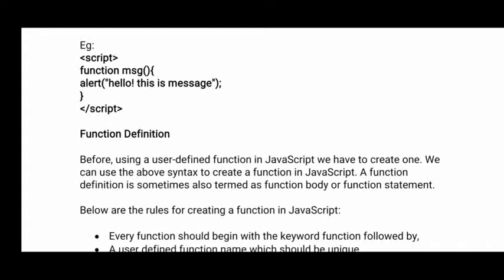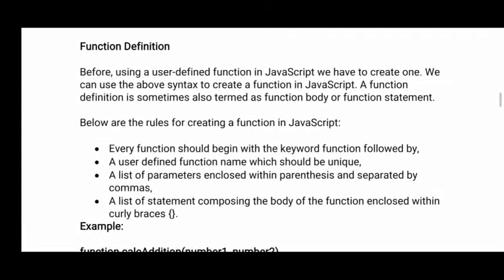Alert is a function which is used to print something on the output screen on the browser window. Alert, hello, this is a message. Only whatever you have given in the bracket will be printed. And closing the script. Okay, this is an example for function declaration.